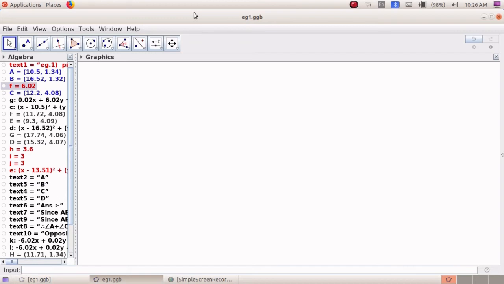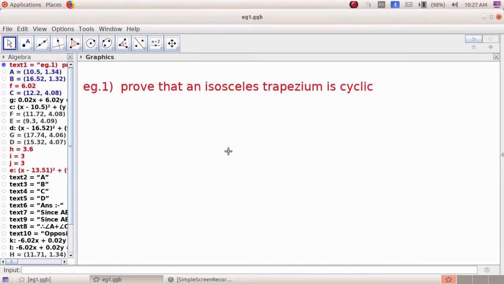Now let us have some problems solved. You know what is a trapezium and what is an isosceles trapezium. If a quadrilateral gets its one pair of opposite sides parallel, it is a trapezium. If its other two non-parallel sides are equal, we call it an isosceles trapezium. Here we have to prove an isosceles trapezium is cyclic. That means we can draw a circle passing through its four vertices.